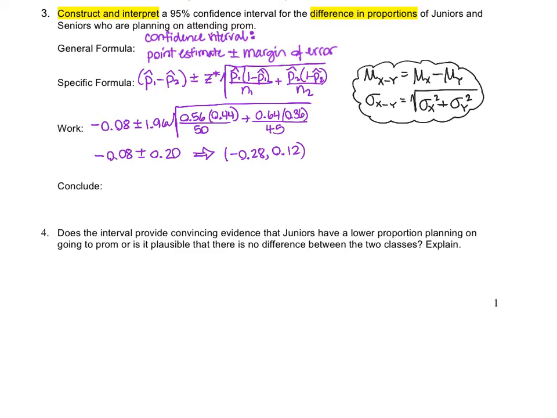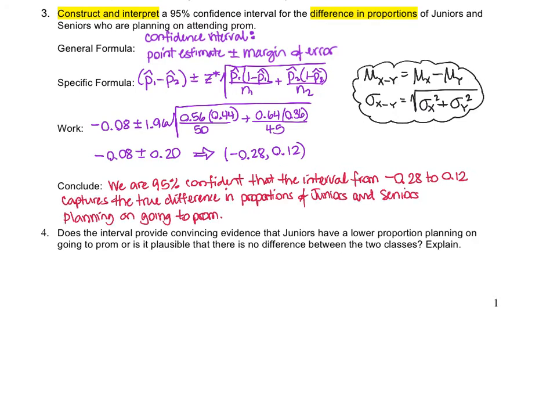So let's continue on. We're ready for the conclude part of it right now. And we always start out with, if you remember, we are 95% confident that the interval from negative 0.28 to positive 0.12 captures the true difference in proportion of juniors and seniors planning on going to prom. The conclusion probably feels very familiar to you, as that's the same format of the conclusion that we learned for confidence intervals of individual proportions, one sample.